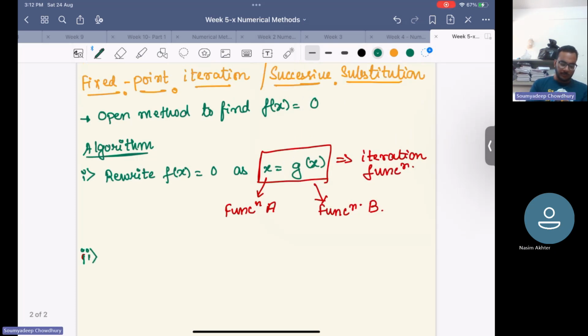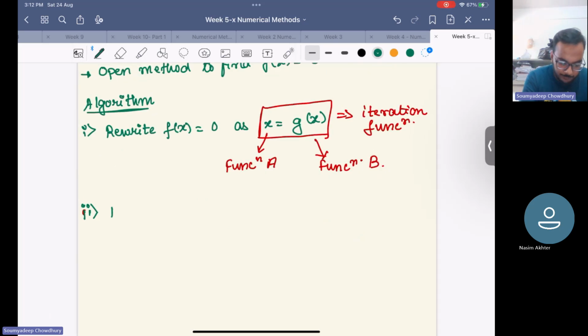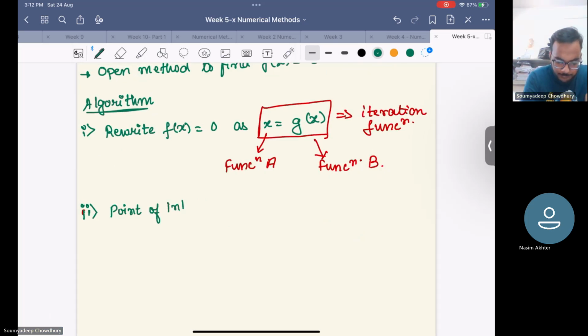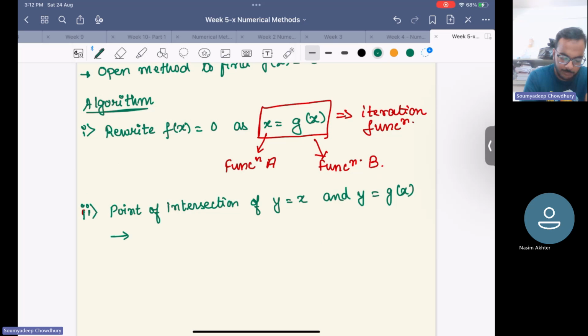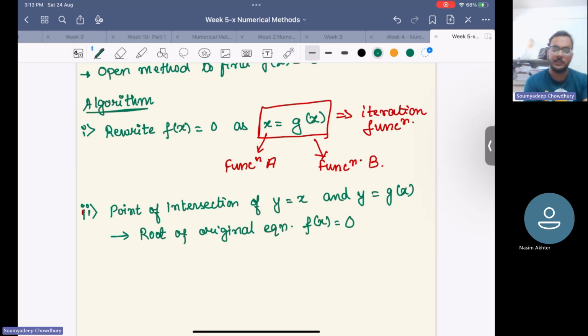Yeah, so then we have to find the point of intersection of y equal to x and y equal to g of x. This will give me the root of the original equation f of x equal to 0, because x equal to g of x is nothing but a different version of f of x equal to 0, right? So this process of rewriting f of x equal to 0 is known as recasting.